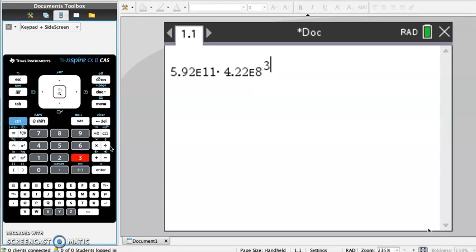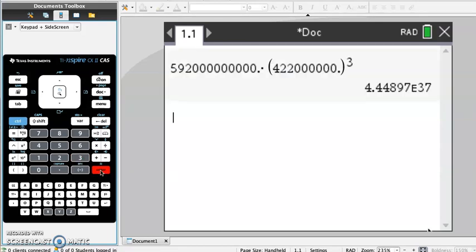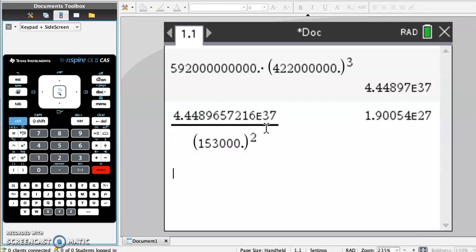And then you're going to take that quantity. You could just press enter, whatever that number is, and then divide it by period squared. 1.53 times 10 to the 5th. Remember, raise that to the second power. You can see it took that number divided by the period squared and rounded to 3 sig figs. This would be 1.90 E27, which is 1.90 times 10 to the 27th, which is very close to the accepted value for the mass of Jupiter.